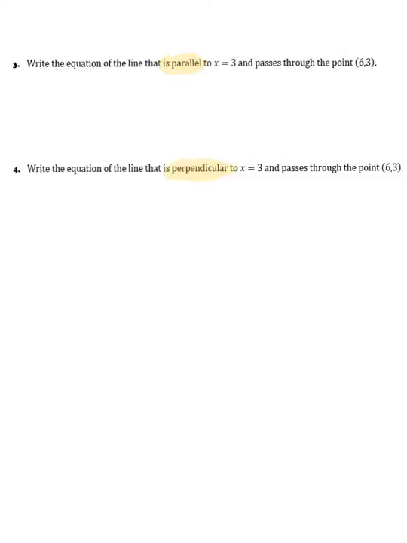So the next example we're going to look at has a special case where they want me to write the equation of the line that's parallel to x equals 3. It's a special case because this line right here, x equals 3, is not in slope-intercept form. It doesn't even have a y. So you may be struggling to come up with what that line looks like? And remember, it is a vertical line.